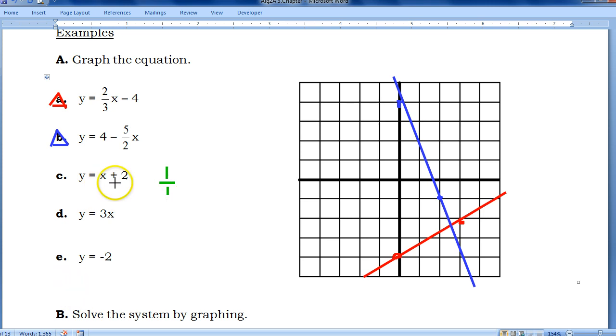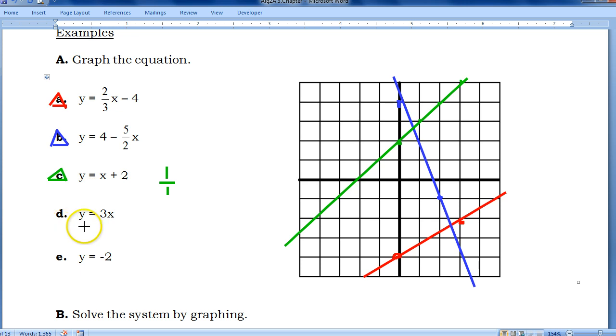So my starting value, my y-intercept, is 2. My slope says go up 1 over 1. And I can continue that a couple times so I can get a clear place where the line is. There's my answer for letter C.